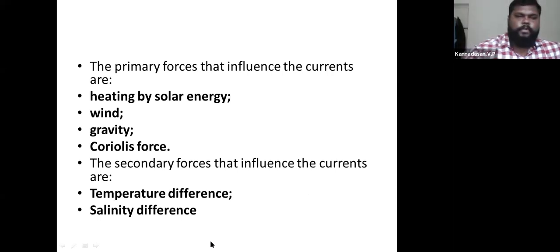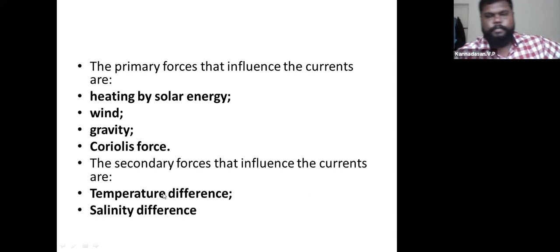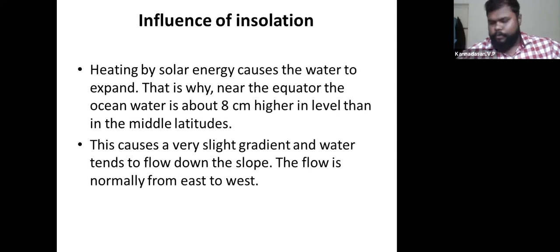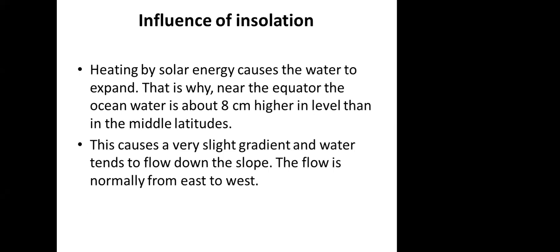So the secondary forces are the temperature difference and salinity difference, or those features which influence the movement of ocean currents. The initiation is because of solar energy, wind, gravity, Coriolis force. As I said, there's no one single force or one single reason. There are multiple forces available, and the secondary sources are those which influence the movement of ocean current. First is the insolation, or the incoming solar radiation. Thinking about the incoming solar radiation, I hope you know that near the equator, the temperature is high, right? The temperature is high near the equator. Why?